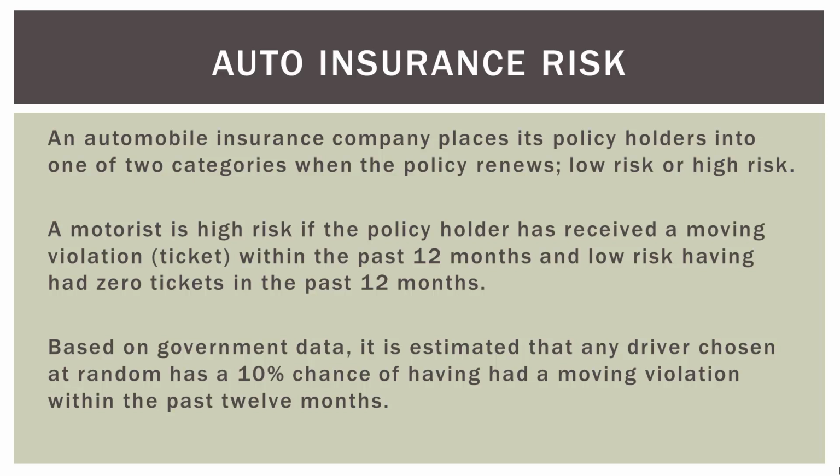Now, based on government data, we estimate that any random driver out on the road has a 10% chance of having had a ticket in the past 12 months. So you're at a stoplight, you look over next to you, there's someone sitting there, and there's a 10% chance that person next to you has had a speeding ticket in the past 12 months. Just a random driver out in the general population.